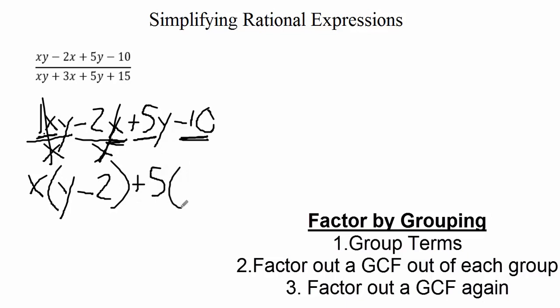So we're going to divide out that 5 and see what we're left with. 5 over 5 cancels, leaving us with y. Dropping down the minus sign, and then 10 divided by 5 is 2.